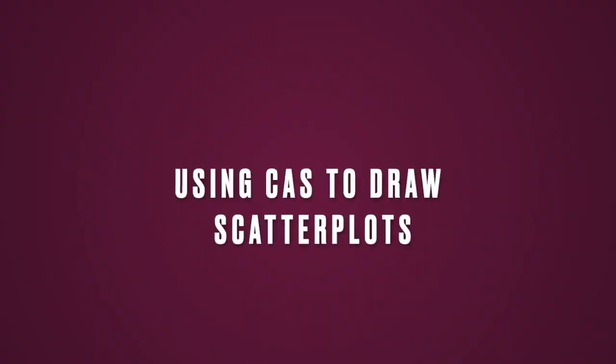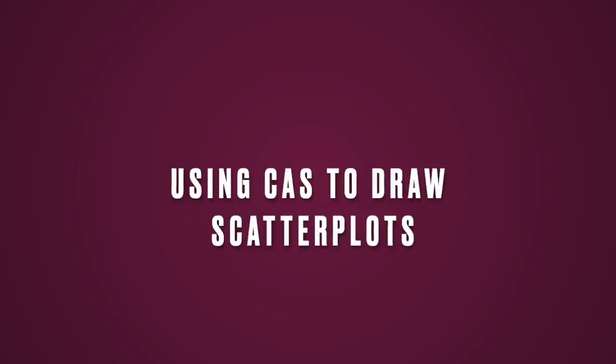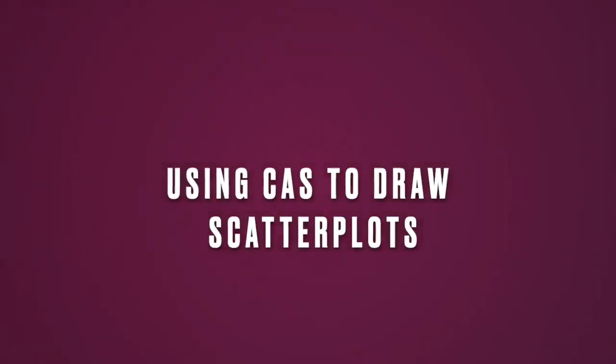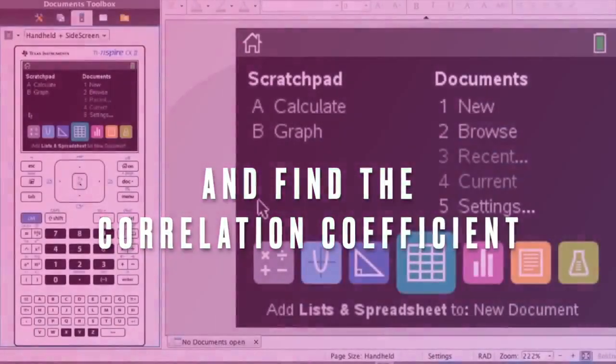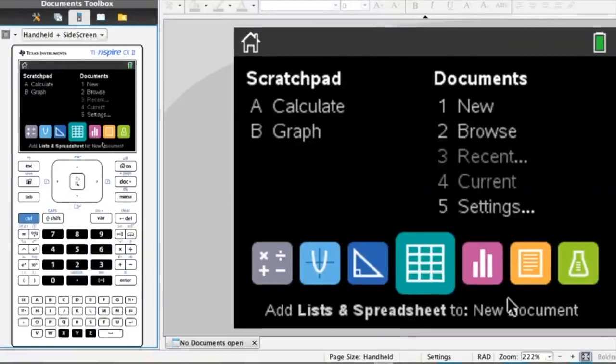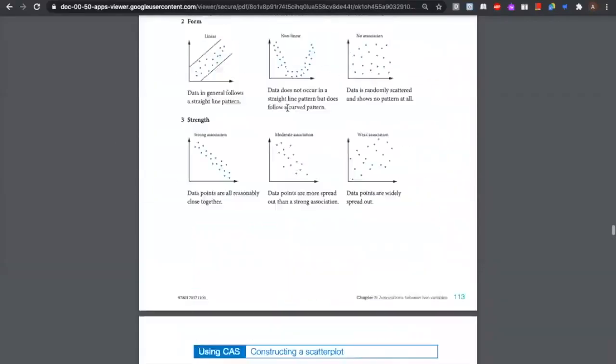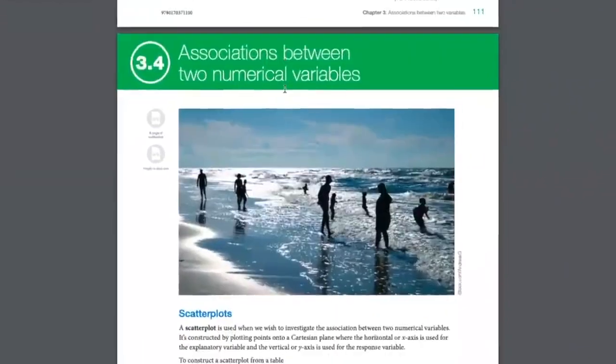Hi everyone. Today I'll show you how to use your CAS calculator to draw a scatter plot, and I'll quickly show you how to calculate the Pearson correlation coefficient using your CAS. If you have your books, it's in chapter 3.4.